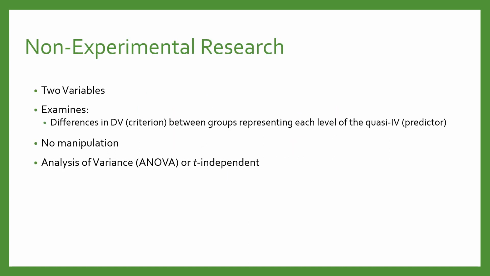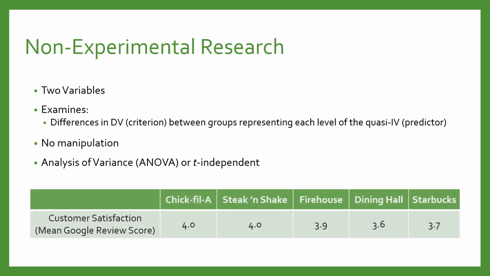So non-experimental research is like a quasi-experiment with pre-existing groups, but there's no direct manipulation or intervention from a researcher. You're just examining differences in the dependent variable, or criterion, between groups representing each pre-existing level of the quasi-independent variable, or the predictor.